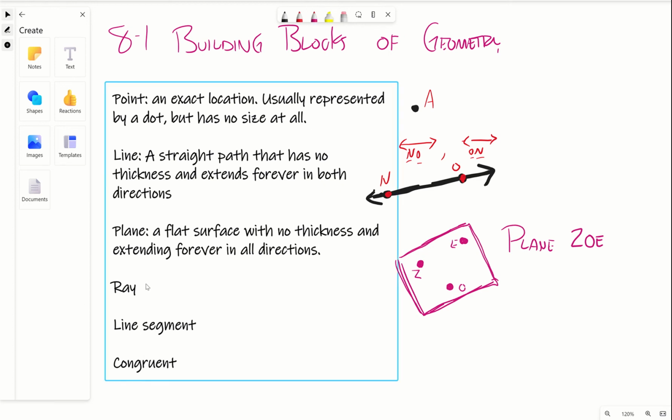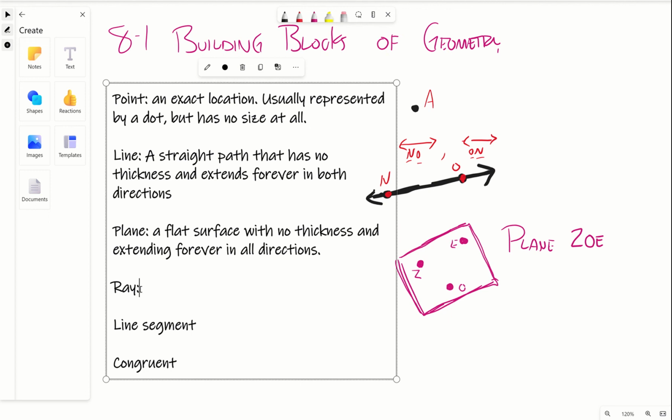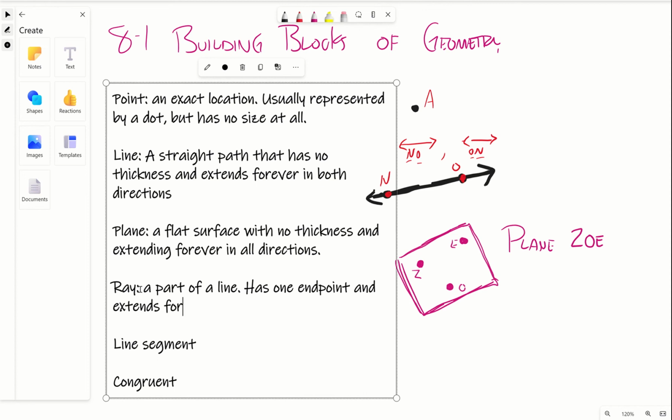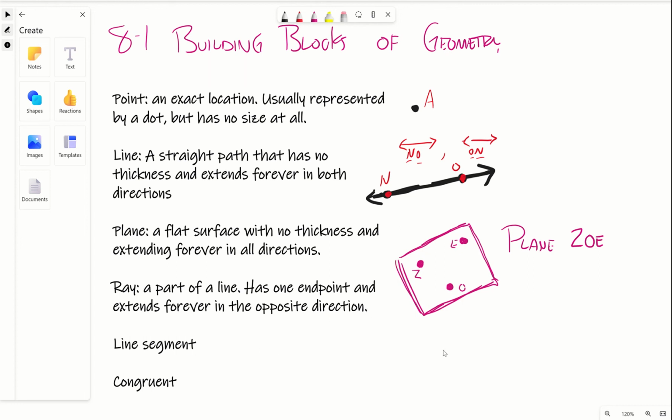All right, a ray was my neighbor, but not anymore. But a ray is a part of a line, has one endpoint, and extends forever in the opposite direction. Part of a line has one endpoint and extends forever in the opposite direction. So I would say a ray looks something like this here.